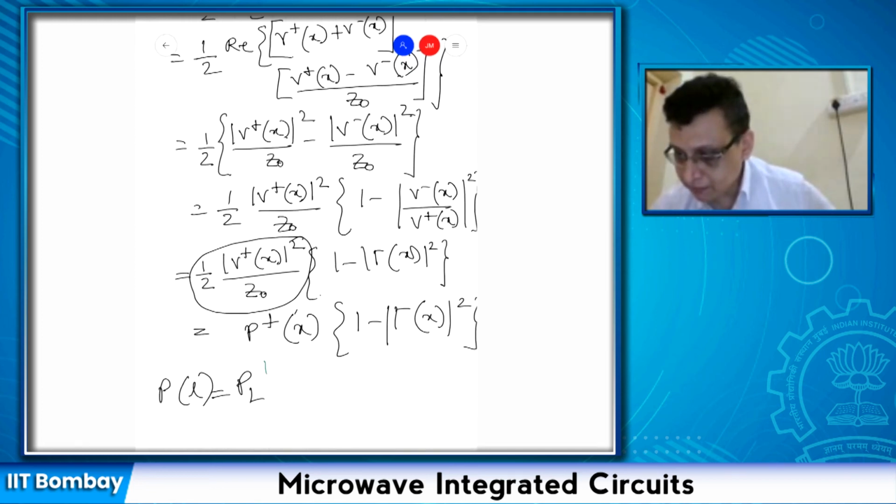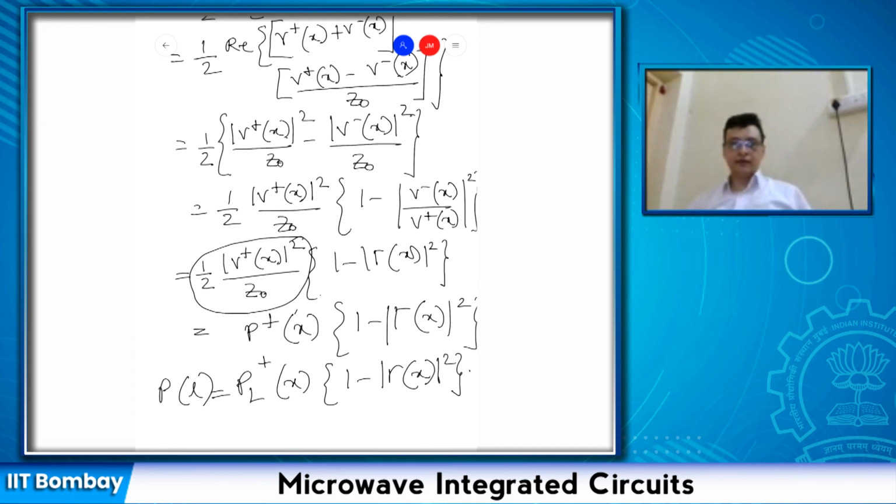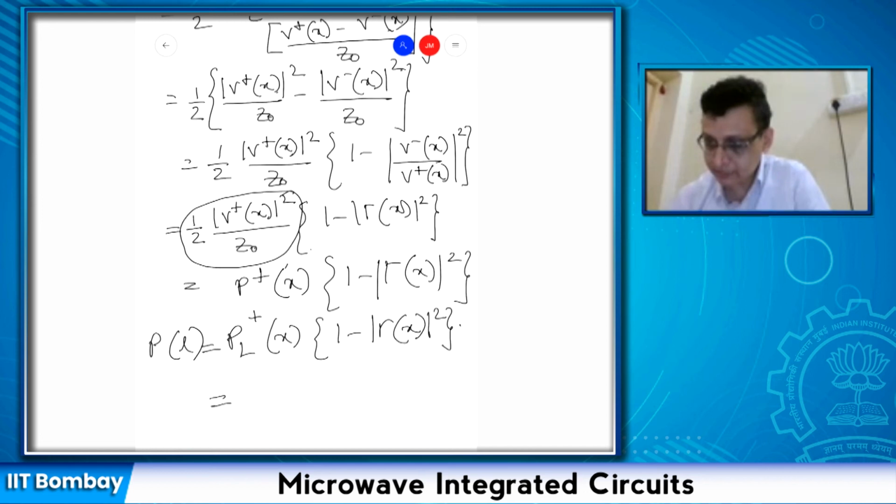So this is P_L plus of x, 1 minus gamma of x, whole square. Okay. So this is the equation for the power flowing into the load. Or I can, in fact, also write this with a subscript L, and this whole quantity I can write as the power delivered to the load.